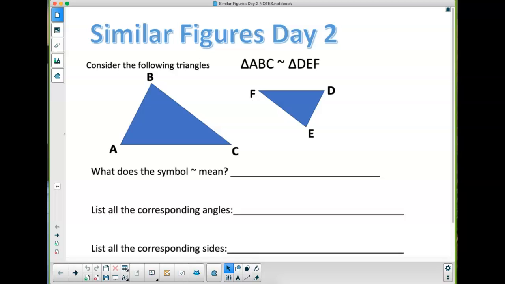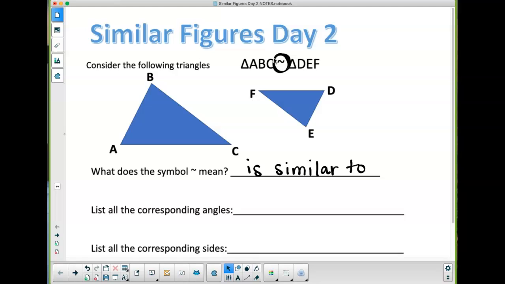Remember, this symbol right here means is similar to. So on your notes, that little squiggly symbol means is similar to. So you're writing that down. Right now your pencil should be writing, if you haven't written it down already, right on the line, just like I did. So you're just filling in the notes.